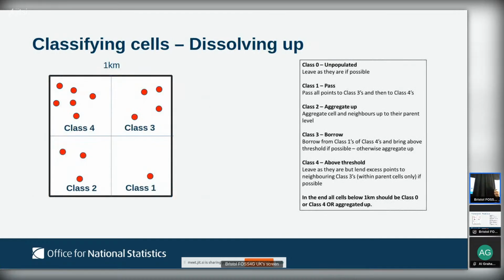So this is one example. This is a 1 kilometer cell, and it's been split into 4 500-meter cells. They've been classified according to the population and number of households in the cells. So there's class 4 above the threshold, class 3, it can take points, class 1 can give points, but because there's a class 2 in this parent cell, everything fails and it goes up to the parent level.